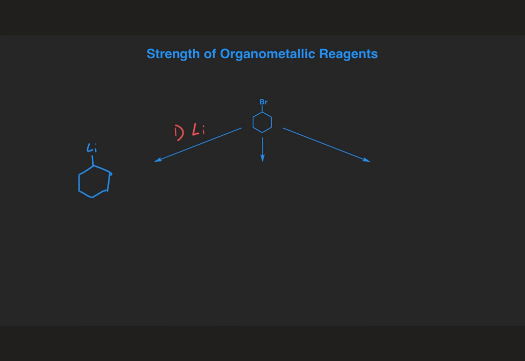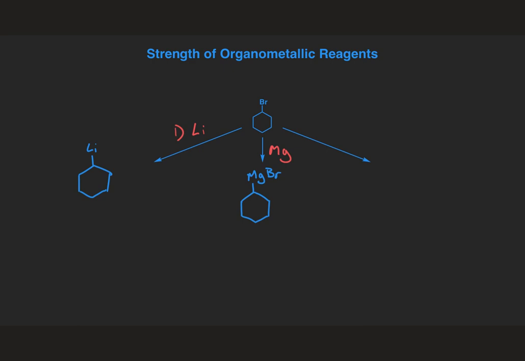If I treat that same alkyl bromide with magnesium, I can make a Grignard reagent, but instead of completely displacing the bromide, magnesium inserts itself in between the bromide and the carbon.